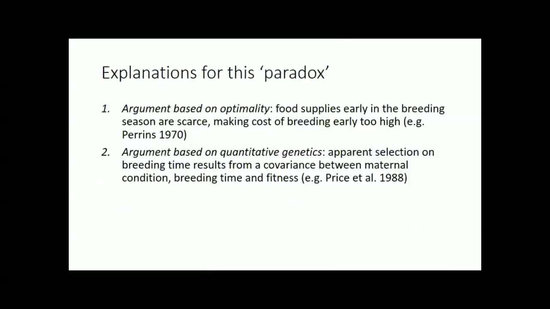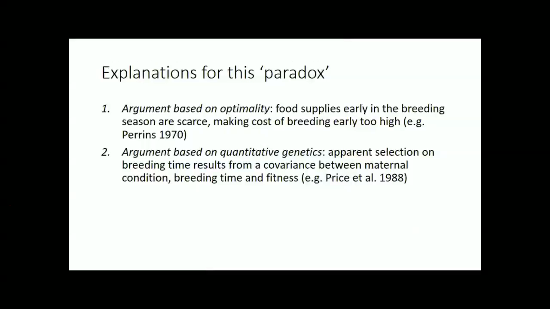And there have been lots of explanations for this paradox, and perhaps two of the main explanations, one proposed really by Chris Perrins back in 1970, is an argument based on optimality. The idea there is that food is scarce early in the breeding season, and there are costs to do with breeding early, and if food is scarce, those costs are too high. So the optimality argument suggests you should breed later, or the population mean should be later than for some individuals.